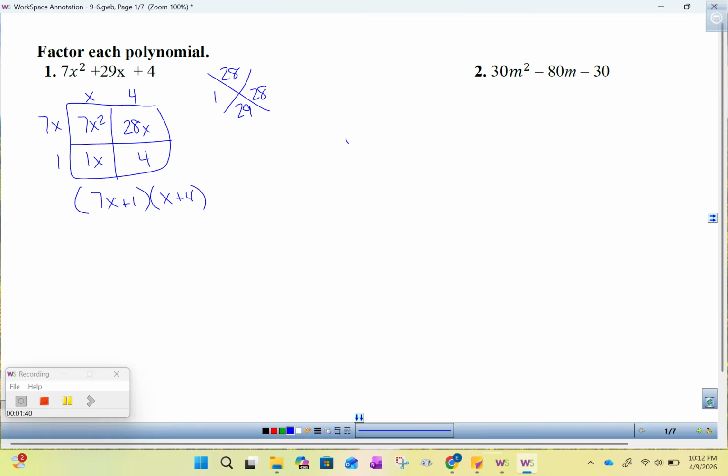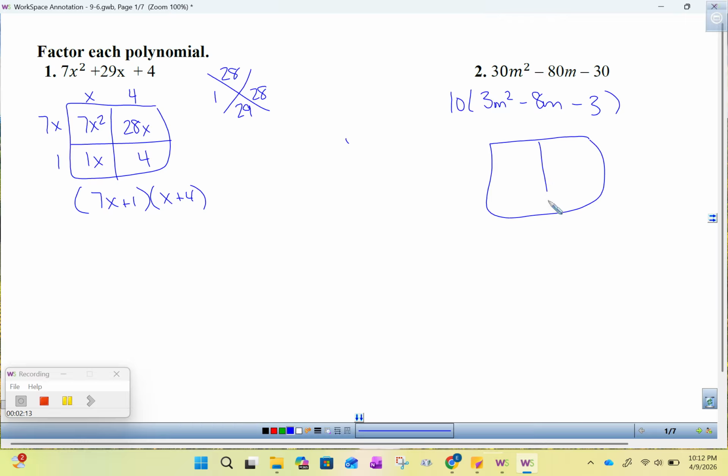Okay. Next one over here. First thing we're looking for is a GCF. Again, this time we know there's a GCF because all those numbers end in 0. That means we can take a 10 out. When we do, we've got 3m squared minus 8m minus 3 left over. Now, because this 3 is here, just like that 7 was there, this is going to be a box method because that number exists and is not a perfect square.